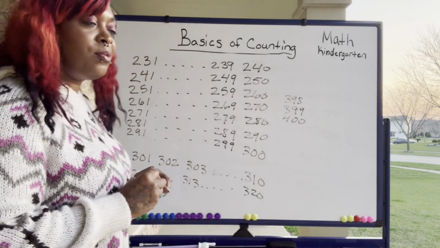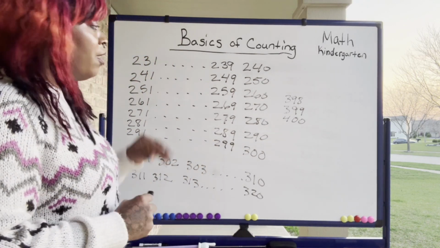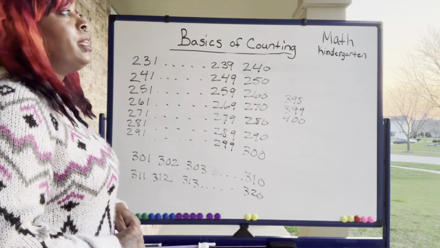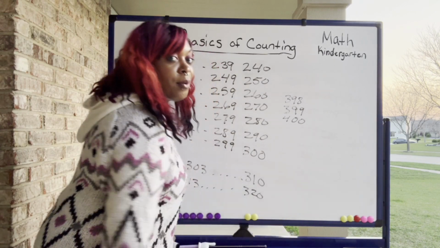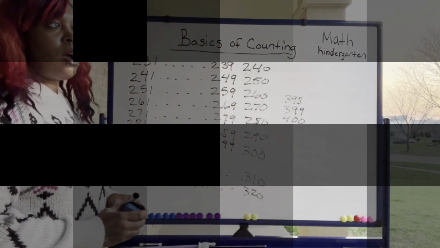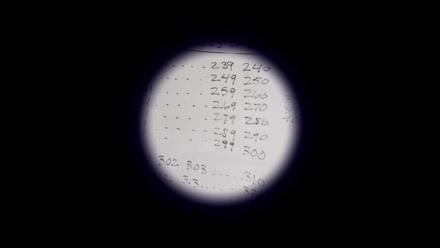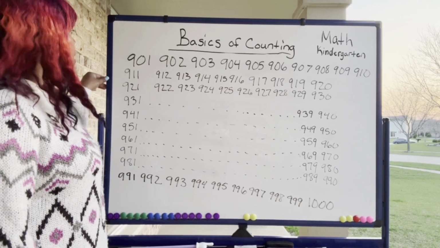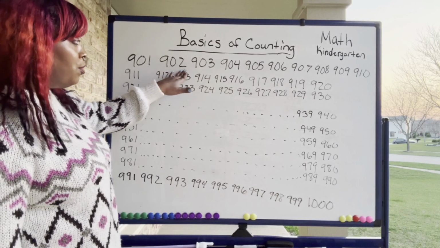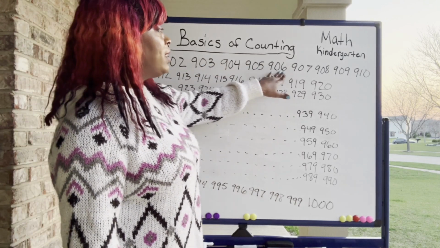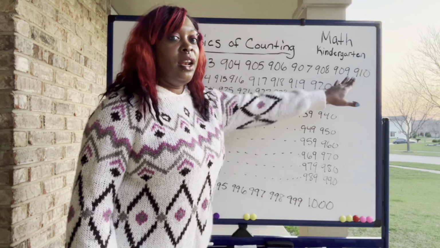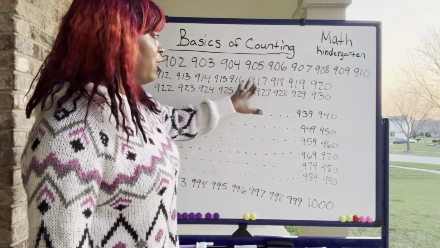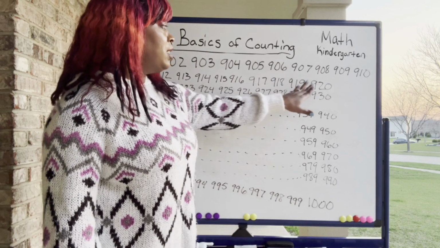Now we're in the hundreds, 100, 200, 300, and 400. 500, 600, 700, all go the same way. 800, 900. How about we start from 900 and work our way up to 1,000? Okay, so going up to 1,000 from 900 would be 901, 902, 903, 904, 905, 906, 907, 908, 909, 910, 911, 912, 913, 914, 915, 916, 917, 918, 919, and 920.